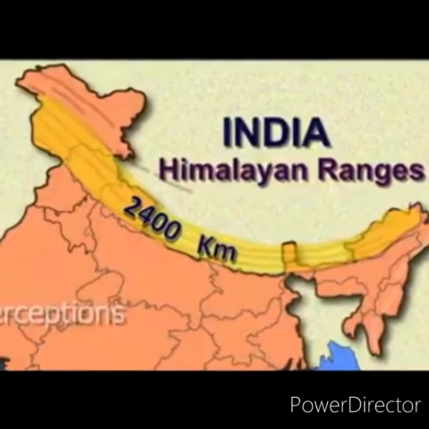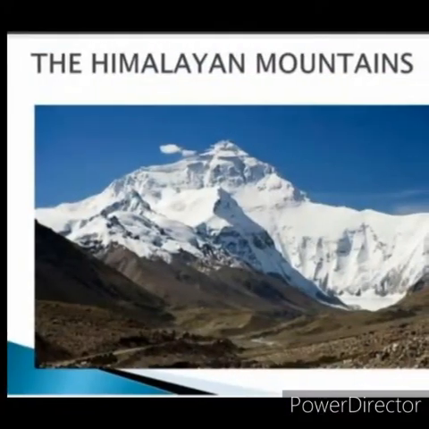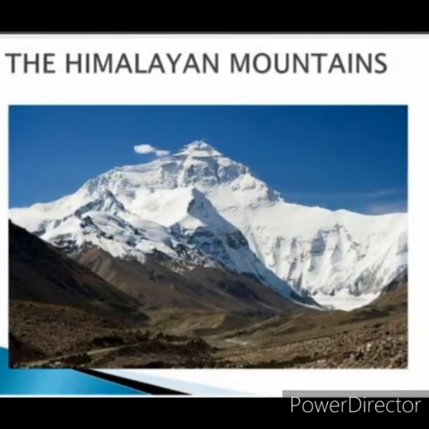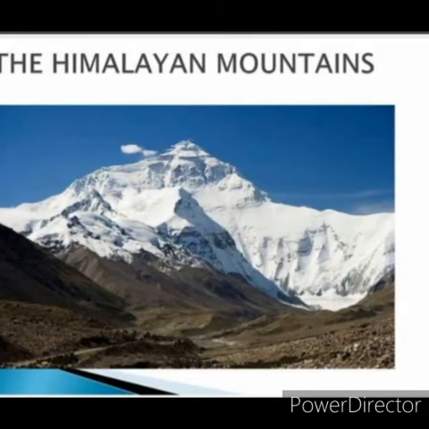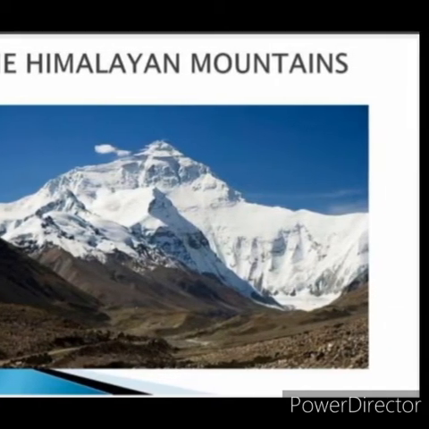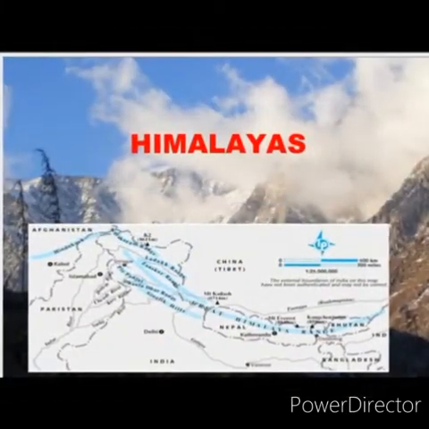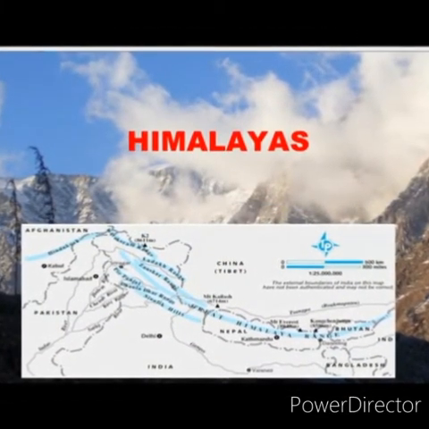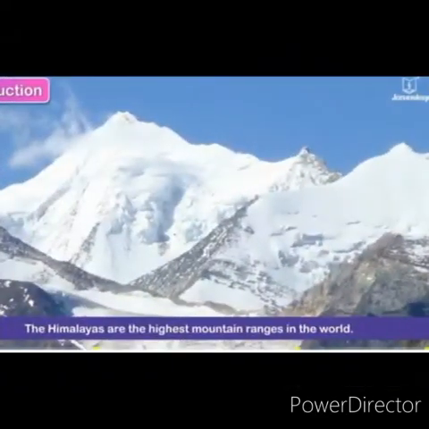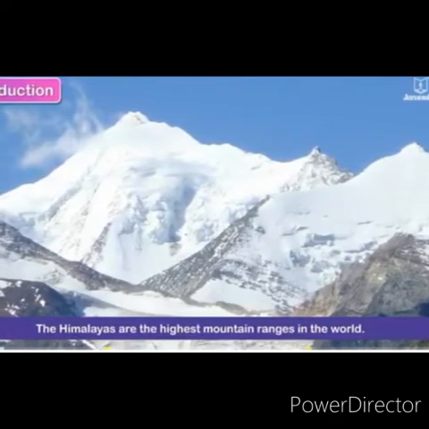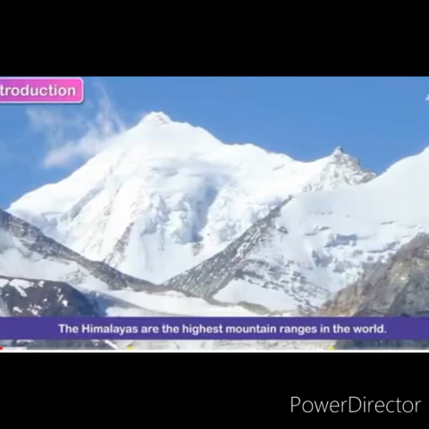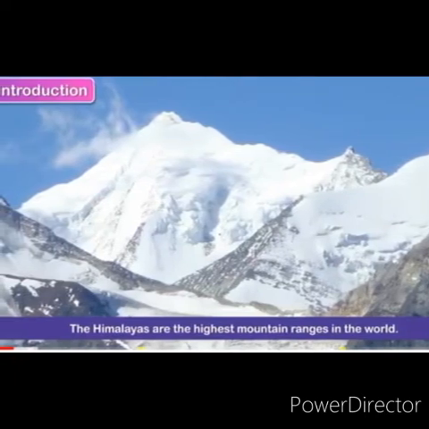Dear students, the northern mountain ranges in India are also known as the Himalayan mountain ranges. That means another name of northern mountains is the Himalayas. So the Himalayas, or we can say the northern mountains, are the highest mountains in the world. Now the Himalayas have a number of parallel mountain ranges.